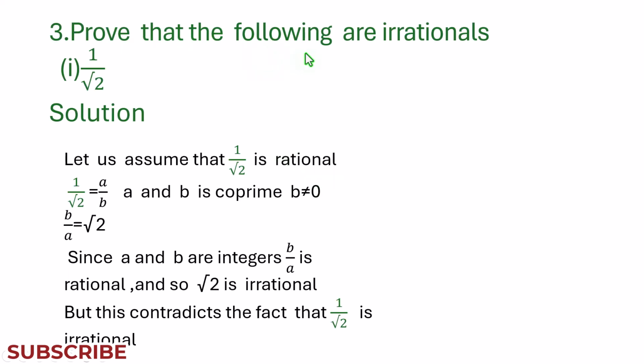Third question: prove that the following are irrational. First, 1 by root 2. Solution: let us assume that 1 by root 2 is rational. 1 by root 2 is equal to a upon b, a and b are coprime, b not equal to 0. Then transposing, b upon a is equal to root 2. Since a and b are integers, b upon a is rational, and so root 2 is rational. But this contradicts the fact that root 2 is irrational. The first assumption is wrong. Here left hand side is rational, right hand side is irrational. This is a contradiction due to the wrong assumption. So 1 by root 2 is irrational.